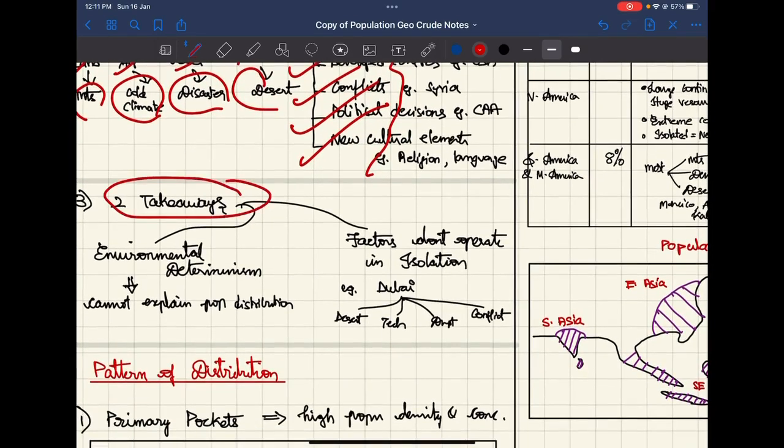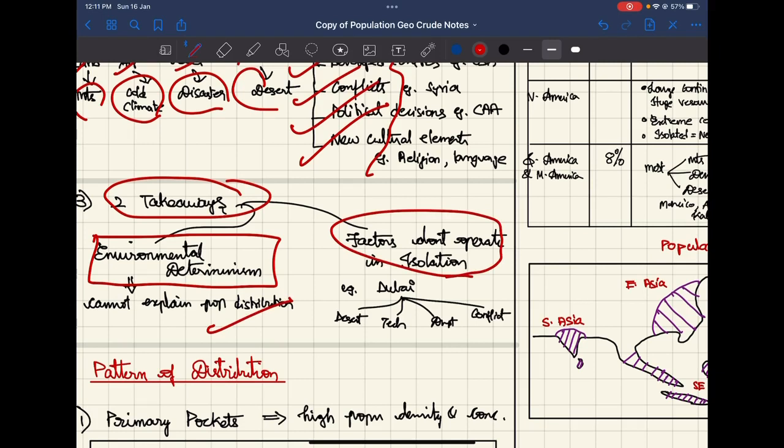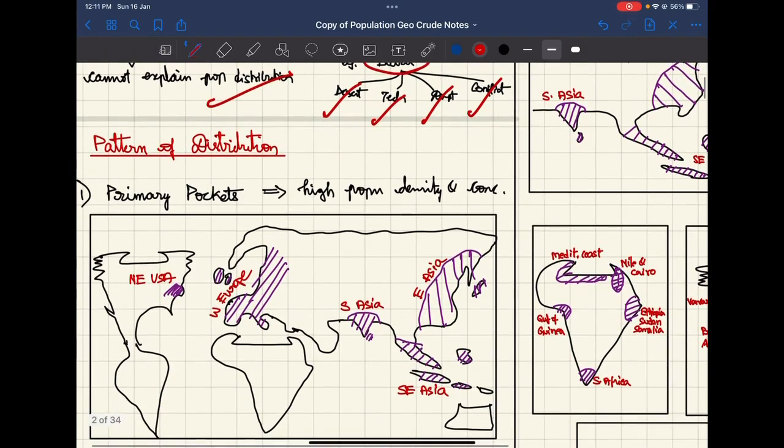There are two important takeaways. Environmental determinism cannot explain this population distribution, and these factors do not operate in isolation. Example, in Dubai, it is a desert, it has technology, it has development, and it has conflict from the neighboring areas. So let's see the pattern of distribution.